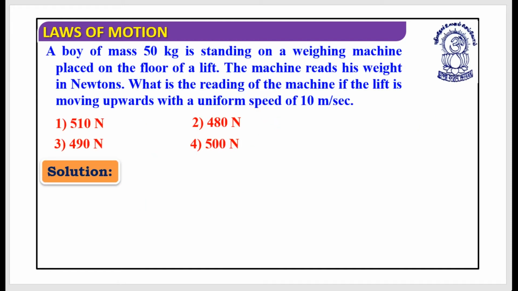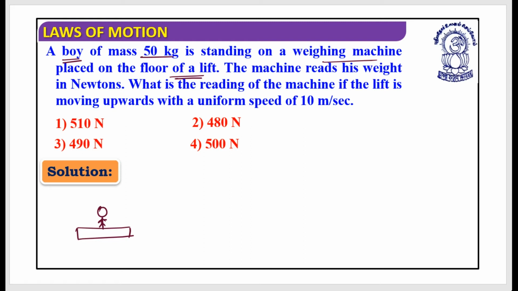It says that a boy of mass 50 kg is standing on a weighing machine placed on the floor of a lift. The situation is something like this: he is standing at rest. The machine reads his weight in Newtons. What is the reading of the machine if the lift is moving upward with a uniform speed of 10 meters per second?